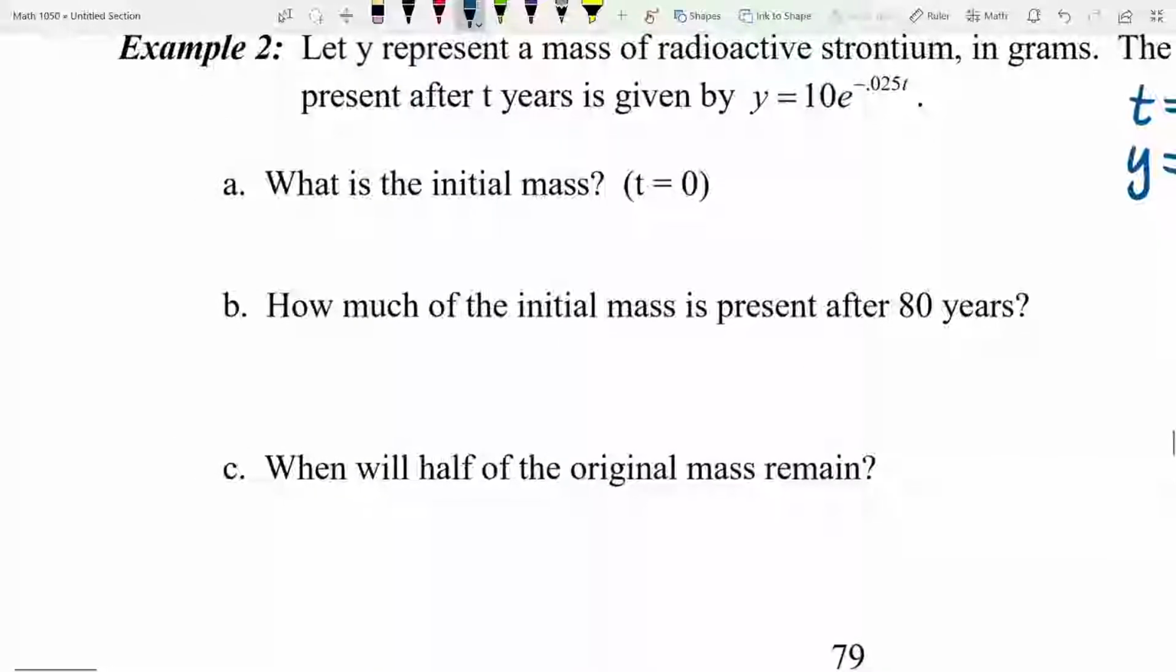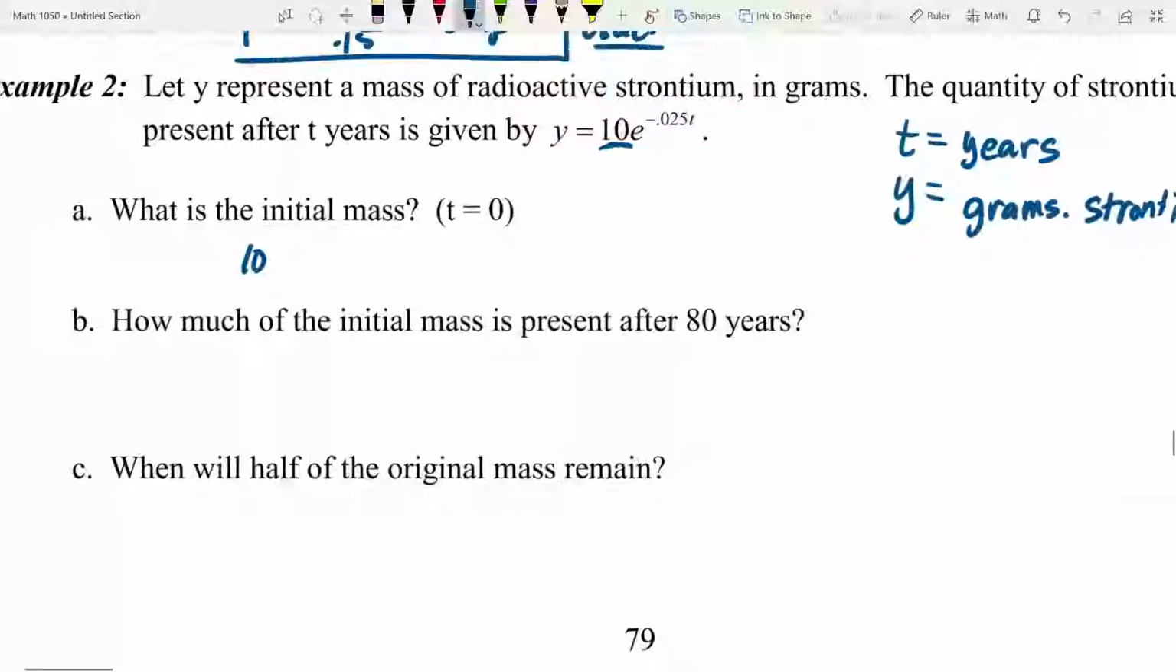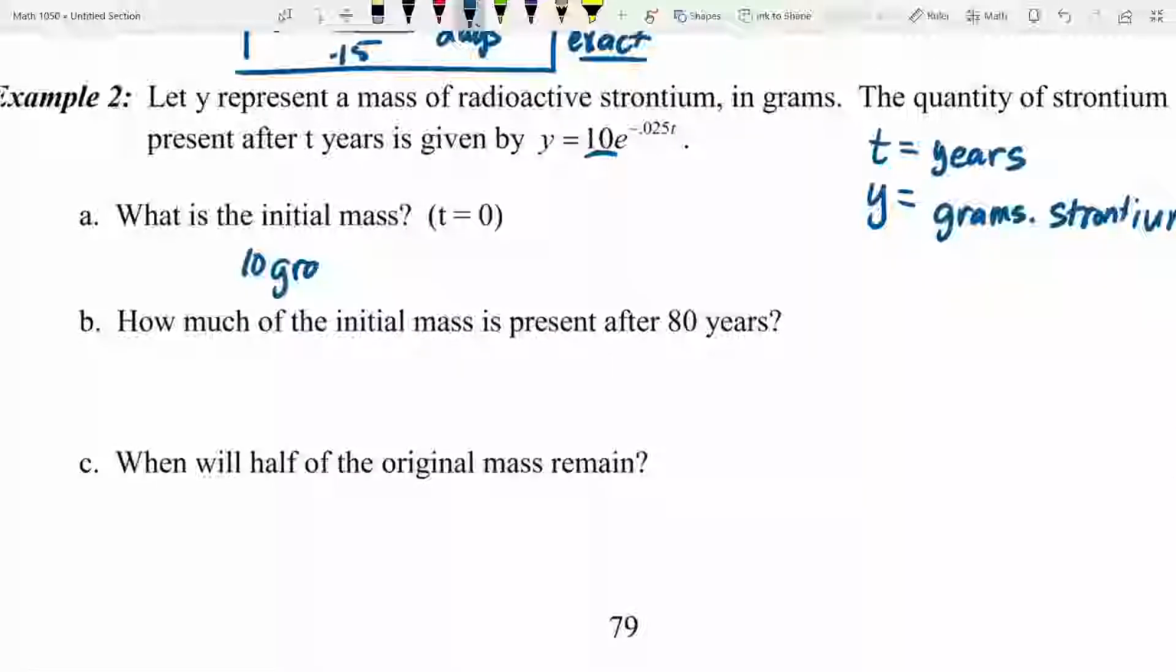What is the initial mass? That's easy, guys. It's right there. It's 10. So your answer is just 10, and this is grams. If you don't have a label, you're going to lose a point. Point for the answer, point for the label, okay?